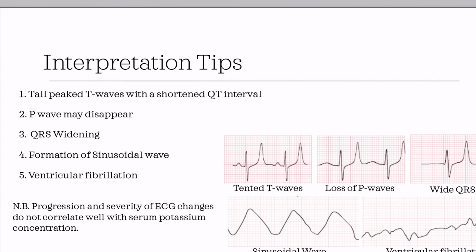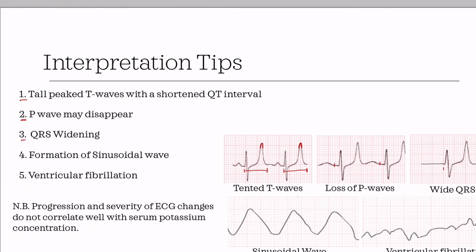Okay, so the interpretation tips for hyperkalemia, the first tip here is to look for tall peaked T waves, as shown in the image here, tall peaked T waves, and this occurs with a short QT interval. So the QT interval from the beginning of the Q wave to the end of the T wave. Okay, the next feature is that the P waves may disappear. You see here that the amplitude of the P waves is shorter than normal, and eventually this leads to a loss of P waves. Next, we have QRS widening.